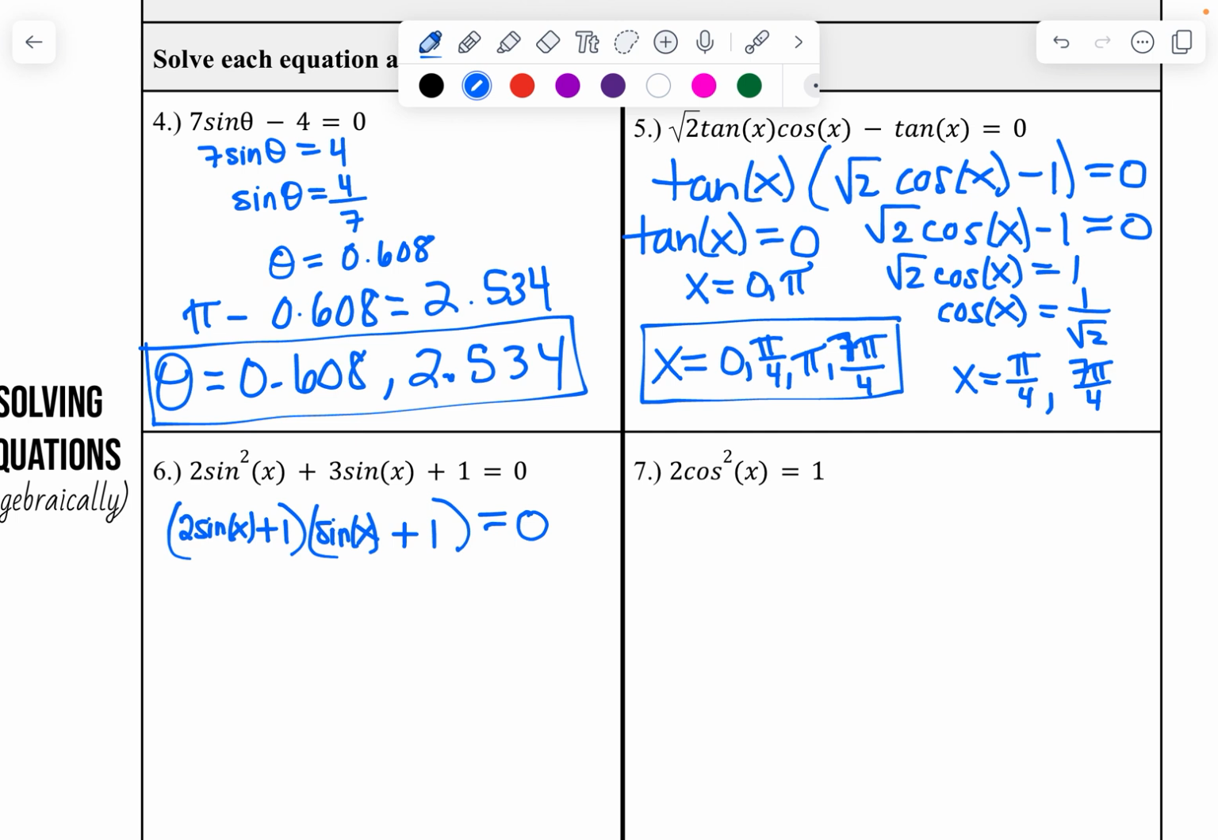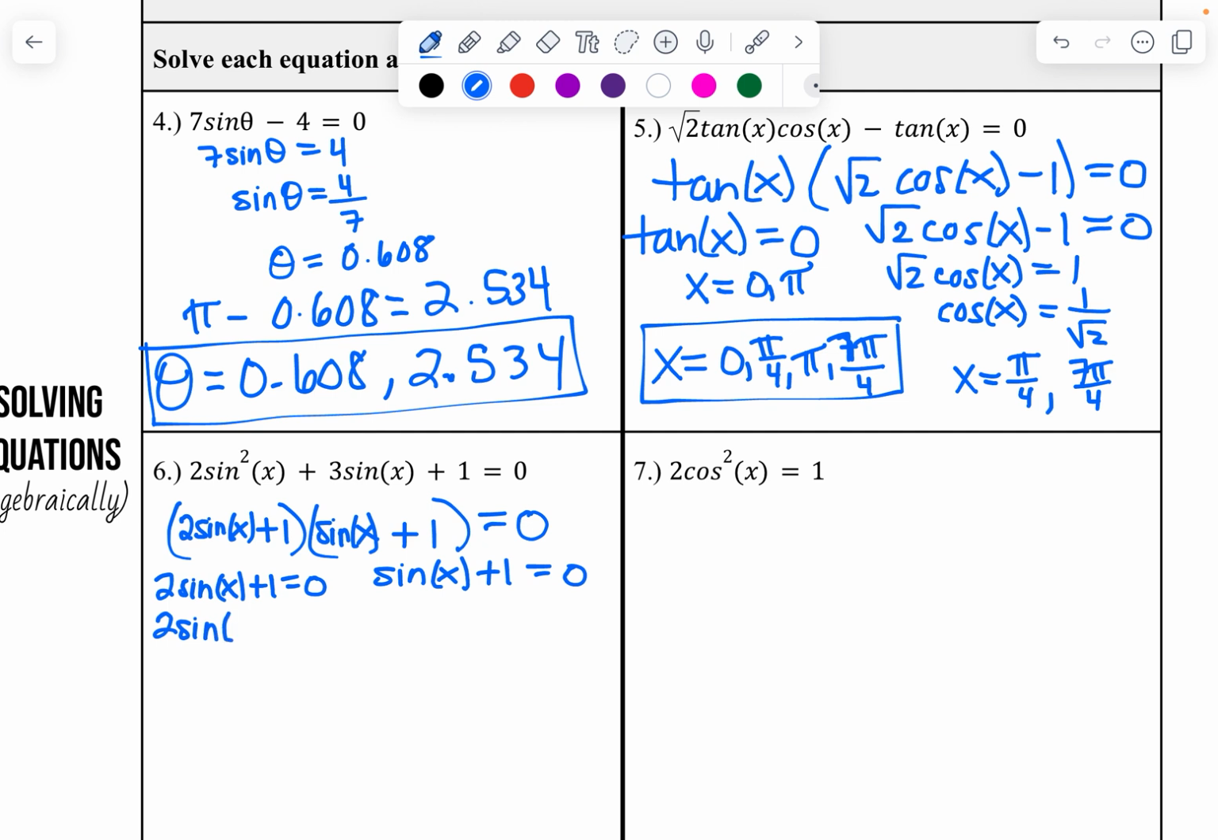So if you check our factoring, 2 times the sine of x times sine of x would be 2 sine squared of x. Outside, we're going to get 2 sine of x. Inside, we'll get 1 sine of x. So 2 of them plus 1 more gets us 3 sine of x, and 1 times 1 gives us 1. So now that it's factored, again, zero product property allows us to set each of those factors equal to 0 individually and give us 2 equations to solve.